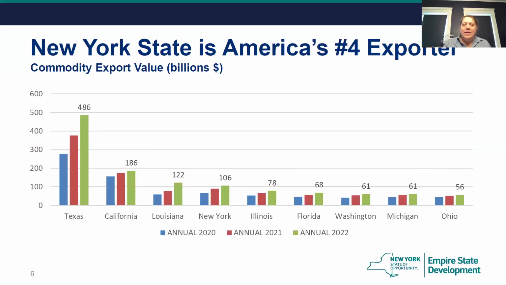Next slide. Recently, we actually lost our number 3 position to be number 4, but as you can see, there's very little distinction. Number 1 and number 2 are far and away the largest exporters, and a lot of that is due to agricultural commodities.